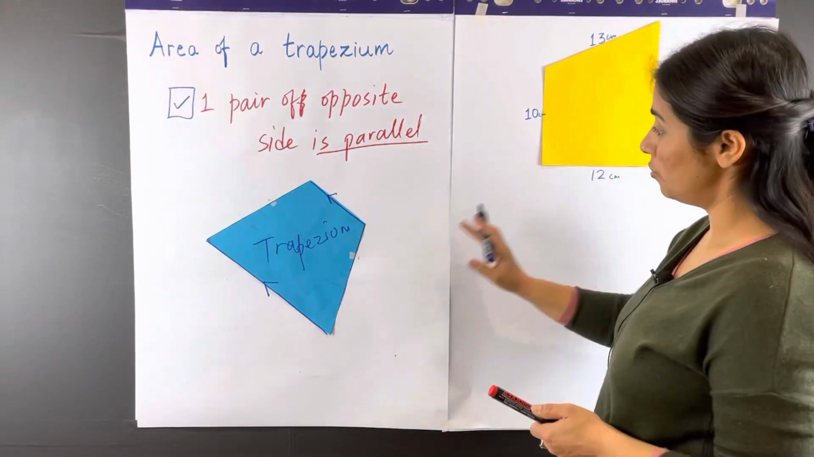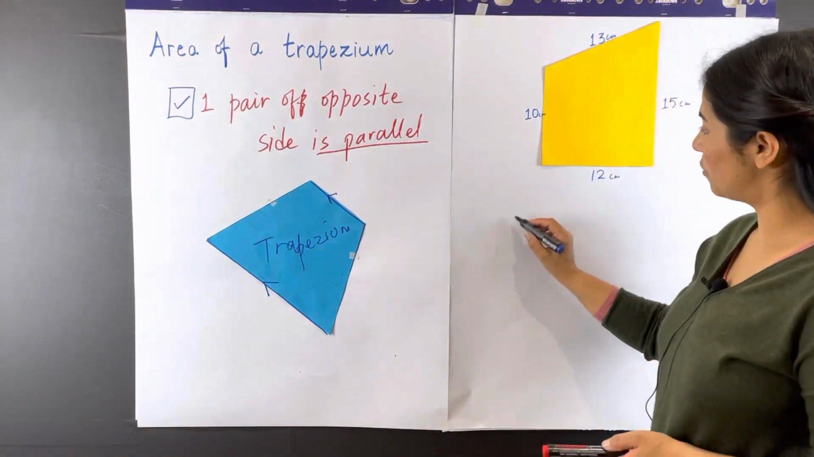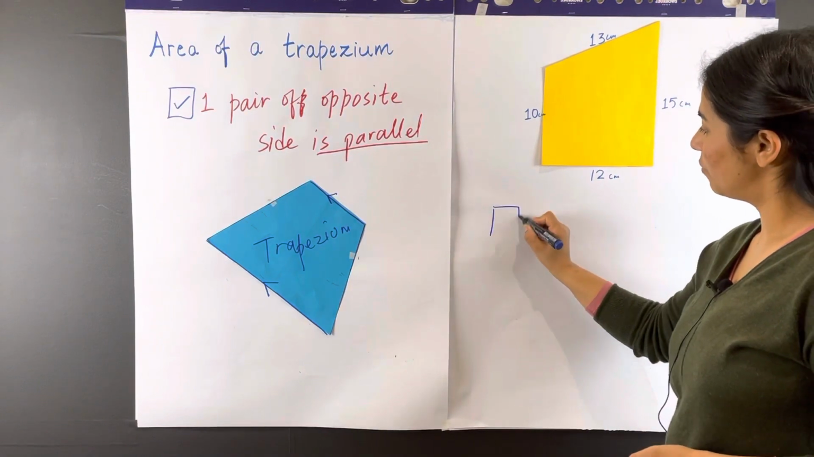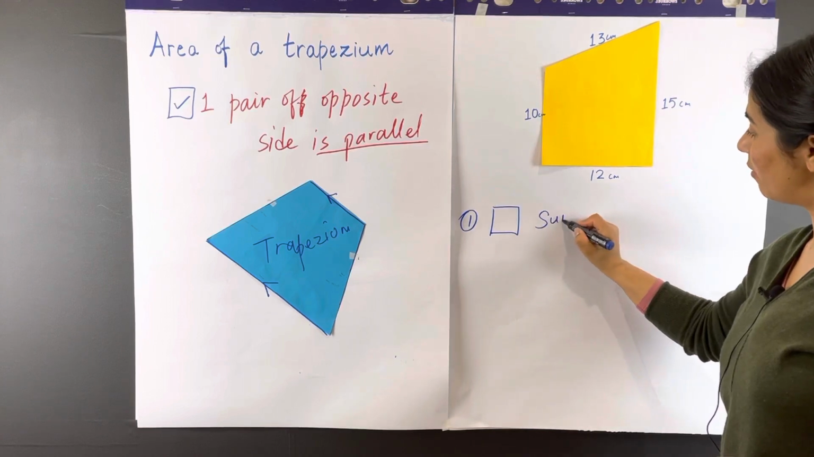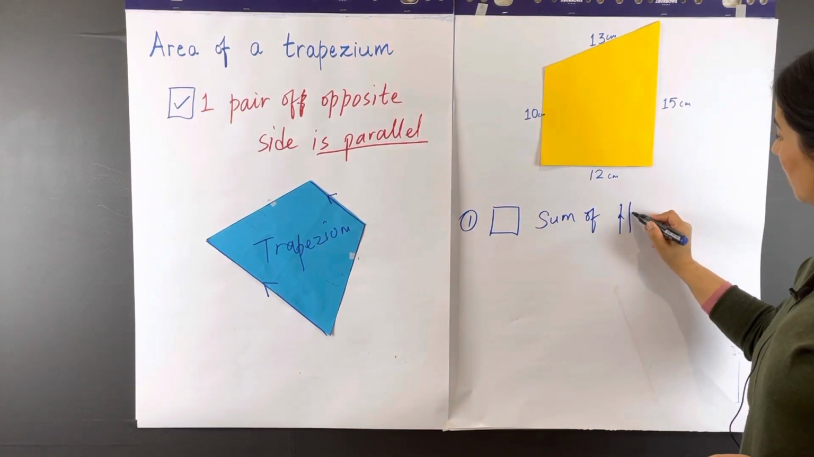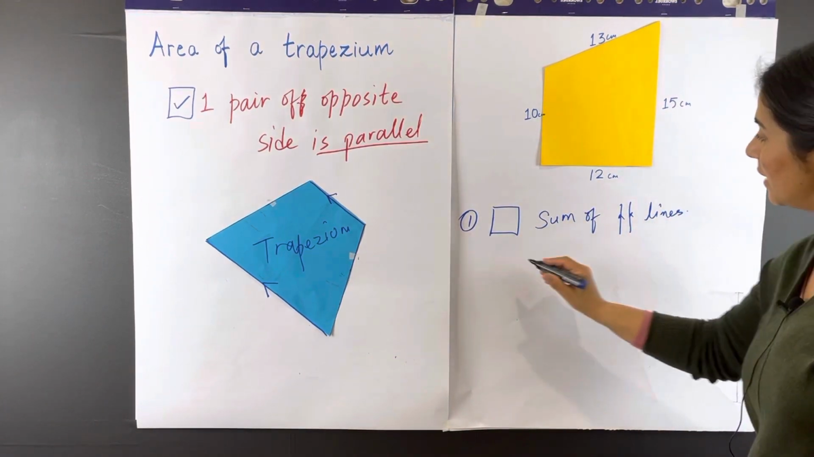Now let's go to the area. To be able to find out the area, step one, what do you do? Step one is you need to find the sum of the parallel lines. You need to add up the parallel lines.